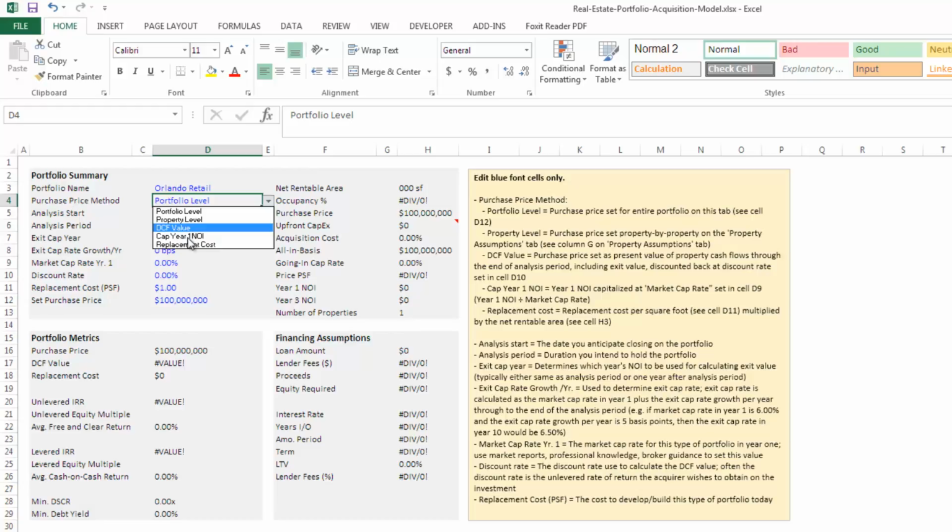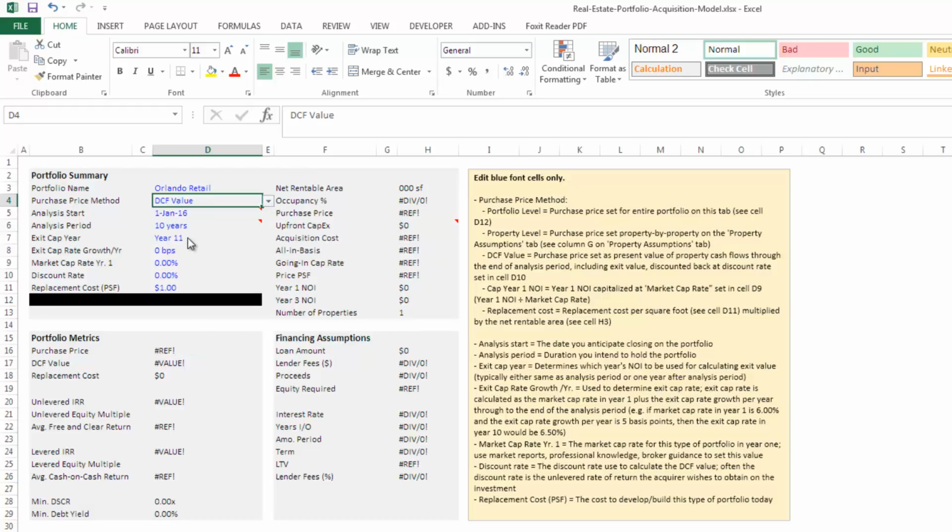You can also do DCF value, which takes the DCF value that's going to be calculated based on this discount rate, and it will set your purchase price to be that value. You can also cap your year 1 portfolio NOI at this market cap rate, and that would then be your purchase price. And finally, you have a replacement cost, which is essentially this dollar per square foot, multiplied by your net rentable area, and that would be your purchase price.